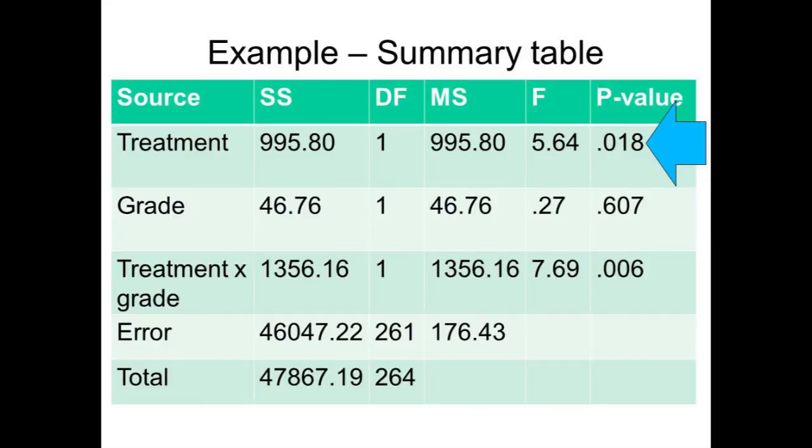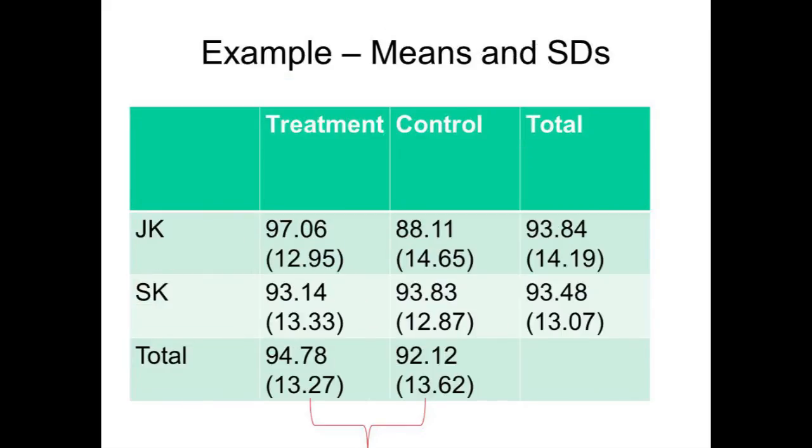Our p-value for the main effect of treatment is lower than 0.05, so that would mean that we have a significant main effect of treatment. Okay, so what does that mean? Essentially, it means that there's a difference somewhere in our treatment and control groups on average. So completely ignoring the grade difference, if we averaged across grades, is there a difference between treatment and control? Our F-test says yes. Now, if we had three groups here, we'd have to go ahead and do a post hoc to determine where in those groups the difference lies.